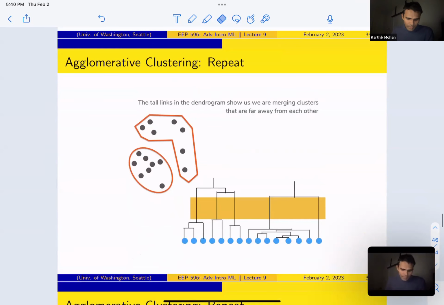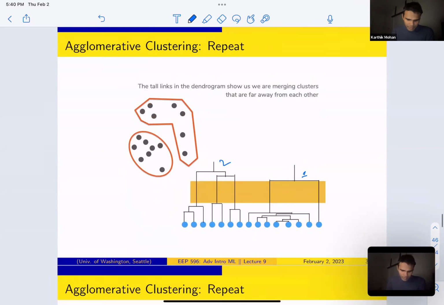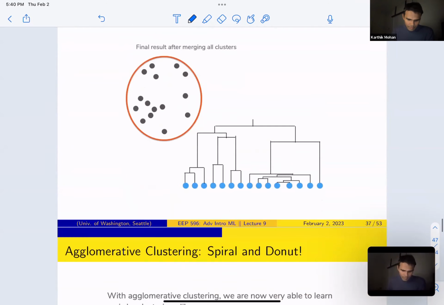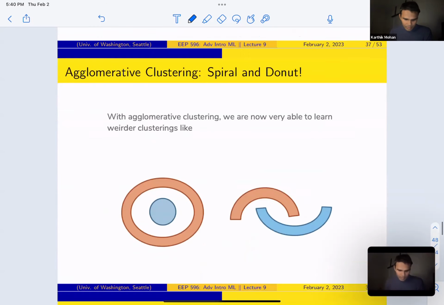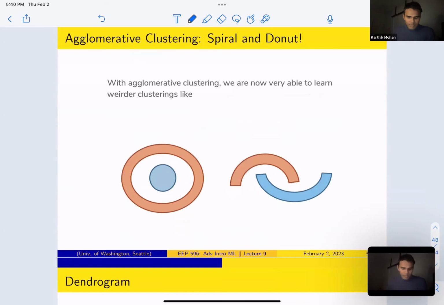And then maybe at the end you have 2 clusters. So you can see this is 1 cluster, and this is the other cluster. So you can have something like this. And if you go all the way to the top, then all the points are in one cluster, and that's what this says. This all belongs to 1 cluster, right? So with agglomerative clustering, we are able to learn weirder clusters like this, right?